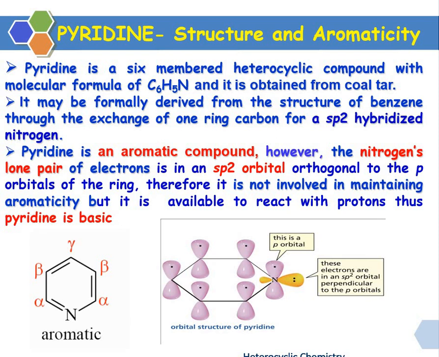Thus pyridine is basic. You can see the structure of pyridine, with positions in proximity to nitrogen: alpha, beta, and gamma. So 2 alpha positions, 2 beta positions, and 1 gamma position. Now you can see here the orbital structure of pyridine. This is the p orbital, and these electrons are in an sp2 orbital perpendicular to the p orbital.